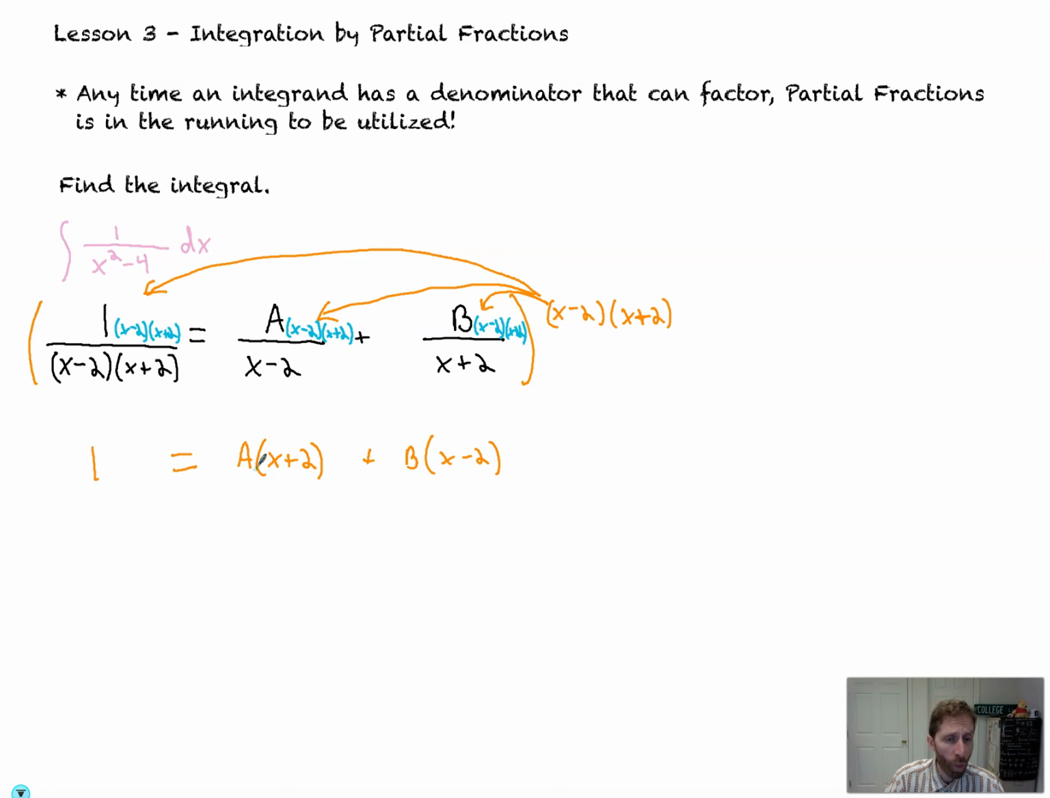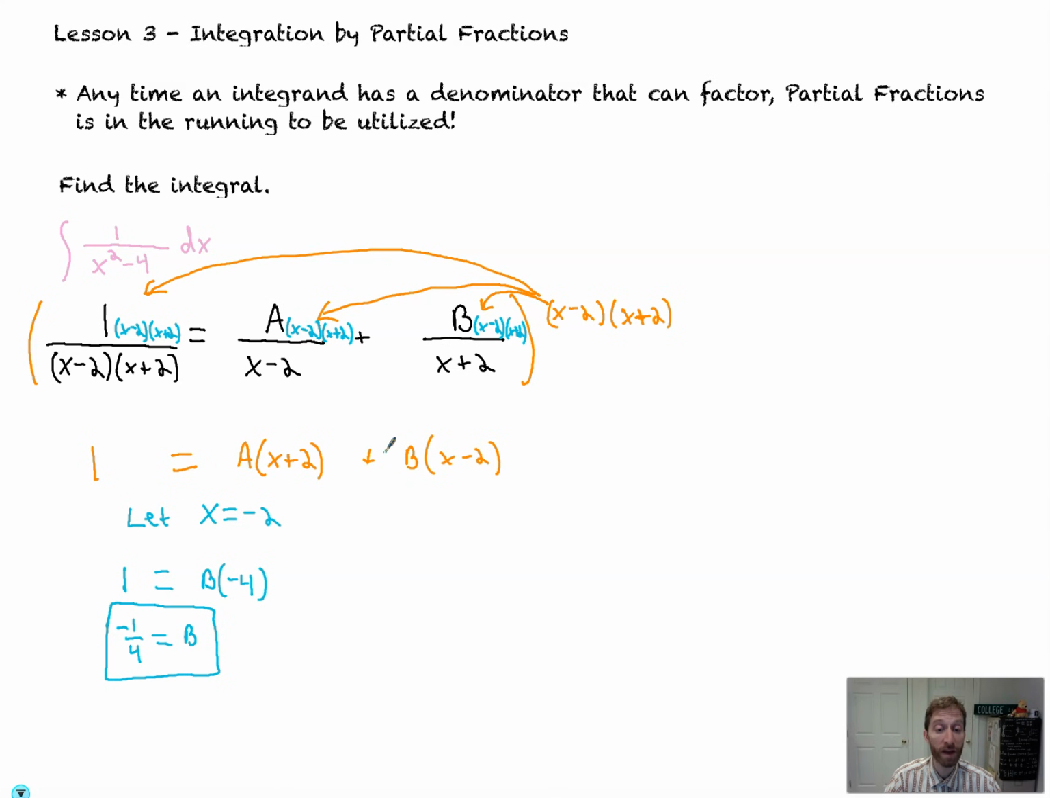So I'm going to plug in what would make this disappear. We're solving for a and b is what we care for. I'm going to let x equal negative 2. So let x equal negative 2. This is going to go to 0. Negative 2 plus 2 is 0. We're left with 1 equals 0 plus b times negative 4. Negative 2 minus 2 is that negative 4. Then you solve by dividing both sides by negative 4. You get negative 1/4 equals b. Nice. So your b value is negative 1/4.